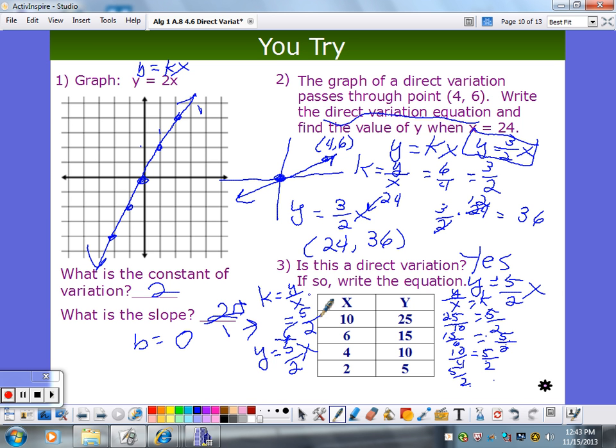Now what if there had been another one here? 3, 11. How about that one? So would this be a direct variation if that had been there? No? So do you have to check all of them? Yes, you do. All right, question?